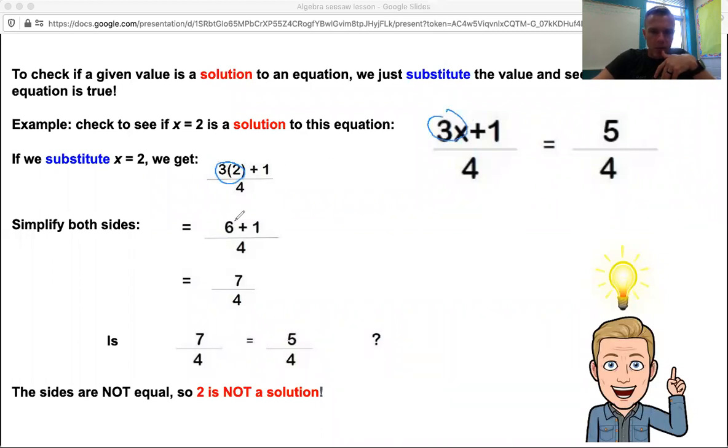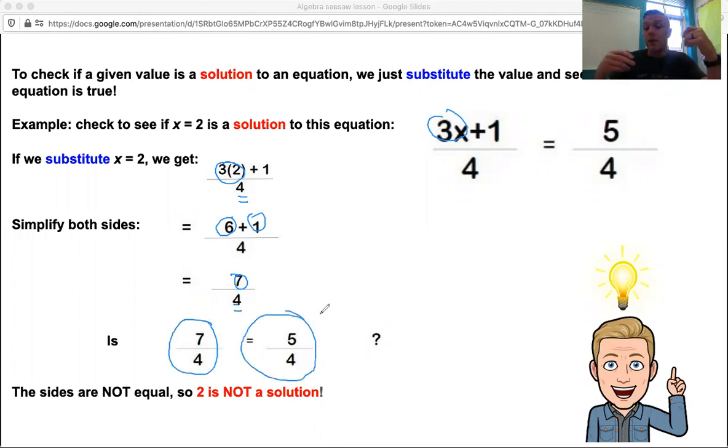3 times 2 gives us 6. Add the 1, and we get 7 on top. 4 is still hanging on the bottom. Now, check both sides. Check 7 over 4 and 5 over 4. If they're not equal, it means that teeter-totter is unbalanced and somebody's fallen off. So since that is not balanced out, it is not a solution. Let's keep going.